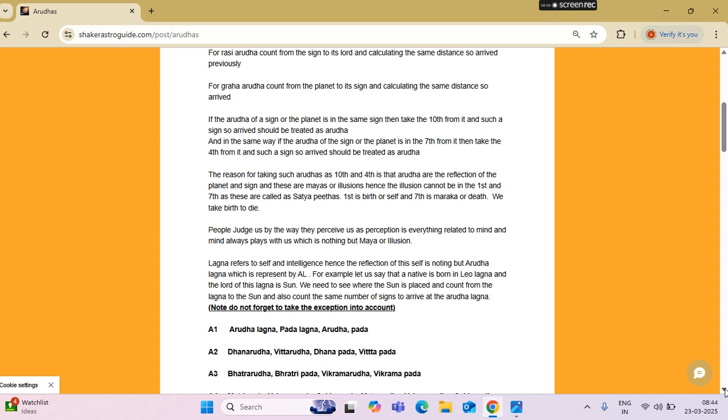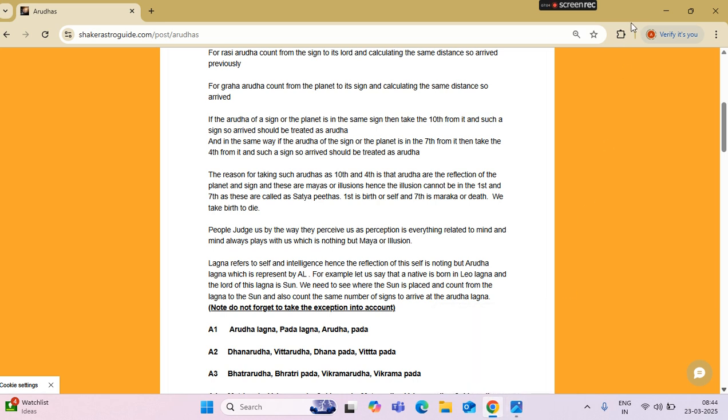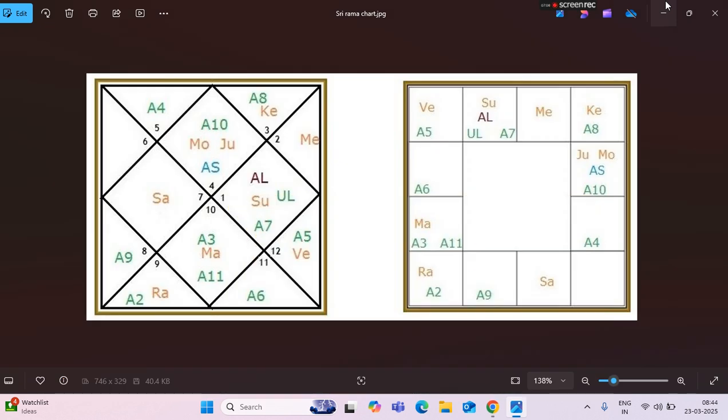Arudha Lagna is nothing but how people perceive you. It is nothing but Maya or illusion. So that is what Arudha Lagna is. If the Arudha Lagna is with malefics, then the person will be perceived negatively. If it is having a benefic planet, then that person will have a very good image in society. Here the Arudha Lagna is associated with Surya.